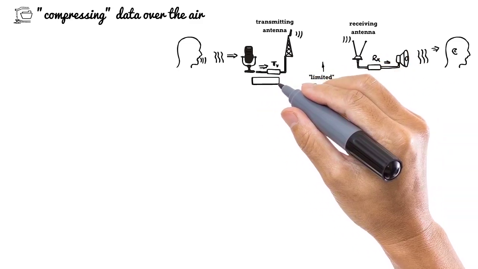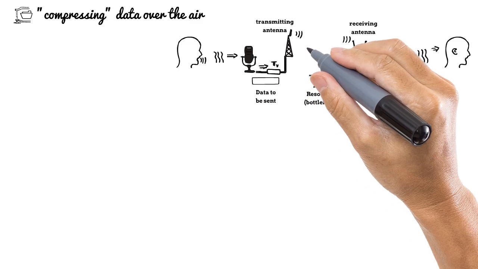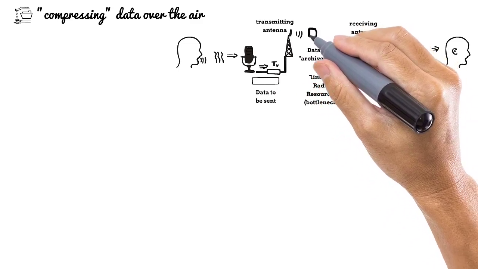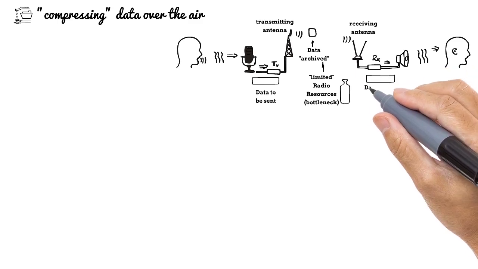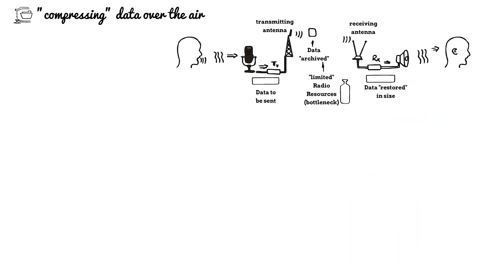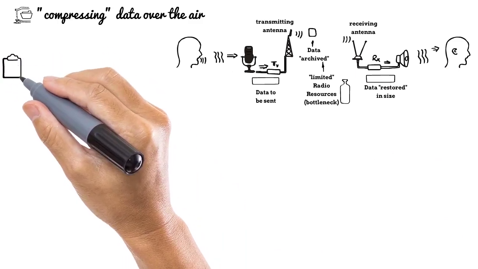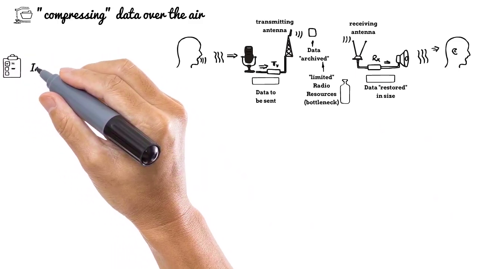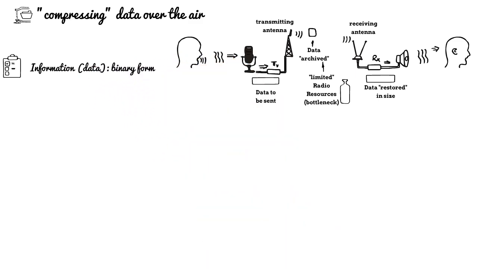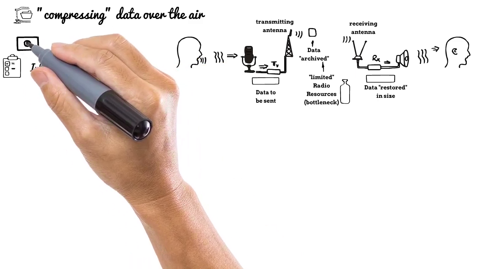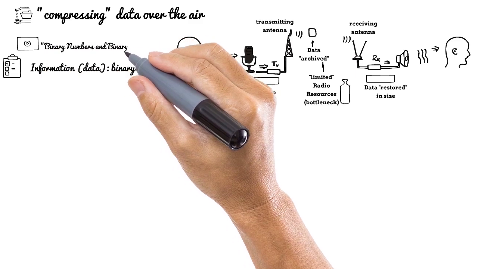A big size of data could be seen as archived at a time right before transmitting the radio signal, and extracted from the archive to the original amount of information at the time of receiving the radio signal. How is it possible? First of all, we need to remember that we live in a digital era and information transmitted between network nodes on wires or over the air is represented in binary form. Those who are not yet familiar, we recommend watching our video Binary Numbers and Binary Data.